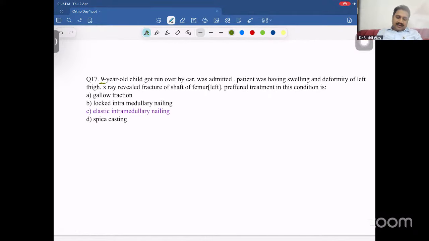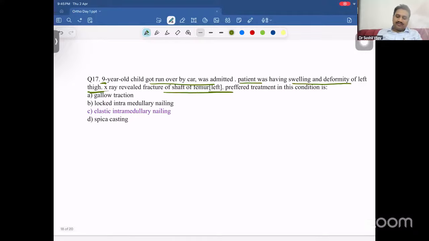A child, 9 years old, got run over by a car and was admitted. The patient was having swelling and deformity of the left thigh. X-ray shows a fracture of the shaft of femur. Preferred treatment for a 9-year-old child? It is a femur fracture. Any child at 9 years of age, how is it to be treated? What do you say?